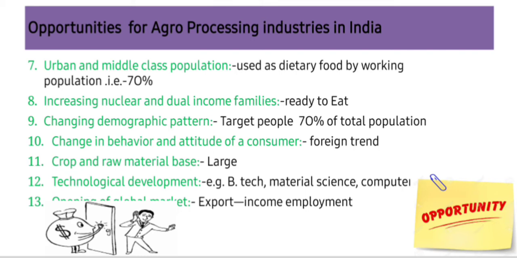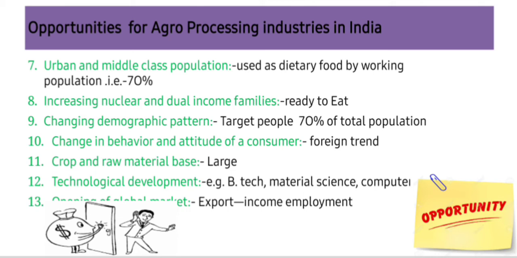Changing demographic patterns. The target people have changed from the urban population to the rural population, which is again a 70% of the total Indian population that lives in rural India. So since the demographical pattern has changed, the marketable opportunities have increased.